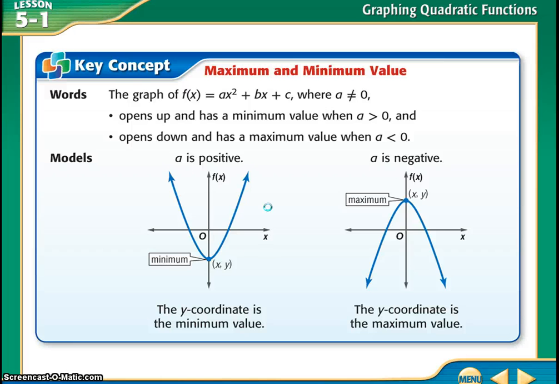If we think about it, we have standard form, ax squared plus bx plus c. We look at the a value. Our graph opens up and has a minimum if a is greater than 0. It opens down and has a maximum if a is less than 0. So if we have a positive a, it's going to open up and we're going to have a minimum because our vertex is going to be at the bottom. If we have a negative a value, it's going to open down because our vertex is going to be the highest point. It's going to have a maximum.